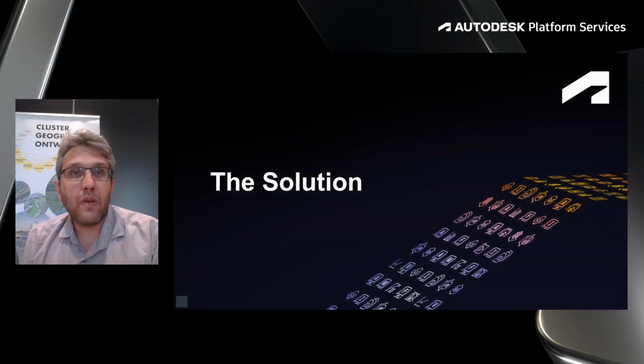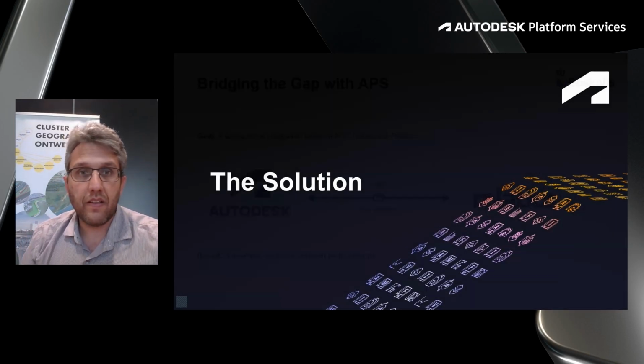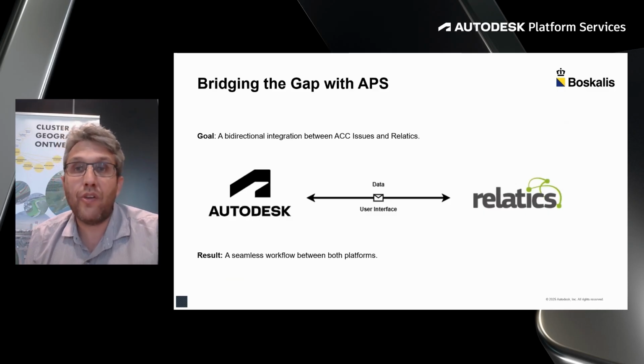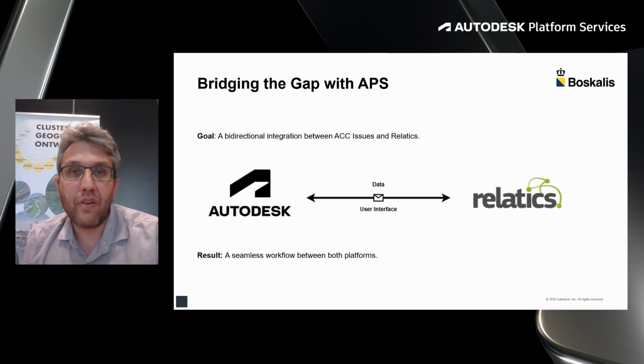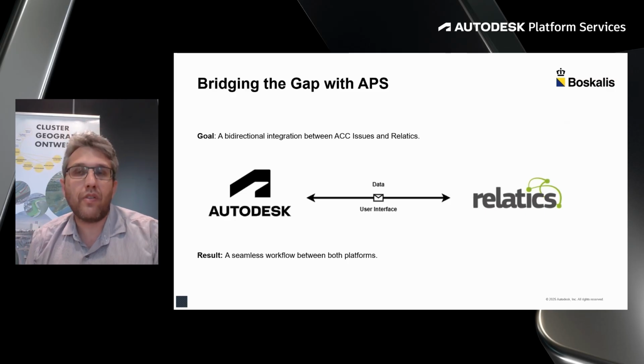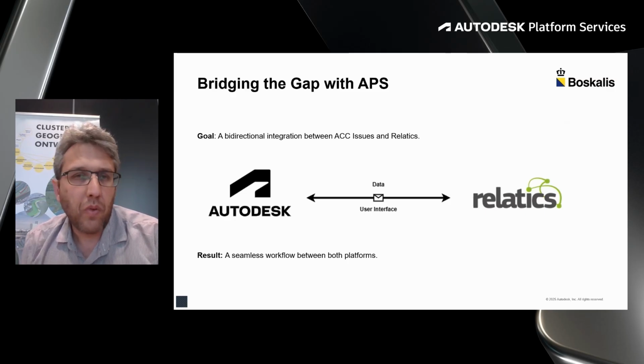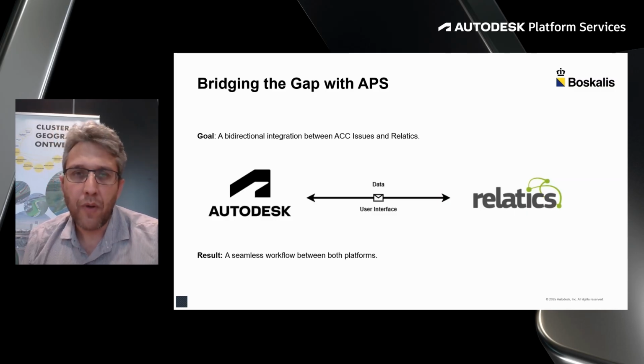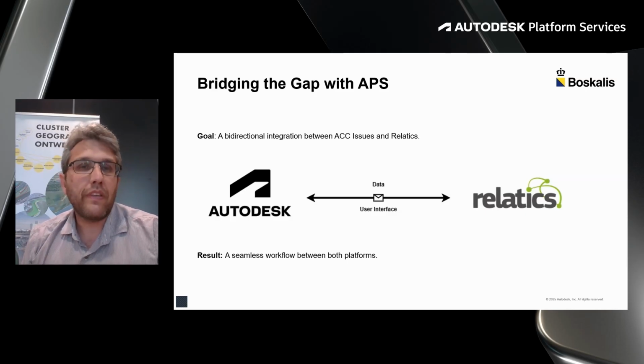So what did we create? We created a bidirectional link between ACC Issues and Relatics, leveraging APS to bridge the gap. APS in conjunction with our Azure solution allows for seamless data synchronization and communication. What was our integration approach? API communication. With that, problems with siloed data, inefficiency, and inconsistency are mitigated. We also improved data visualization by integrating the viewer into Relatics.